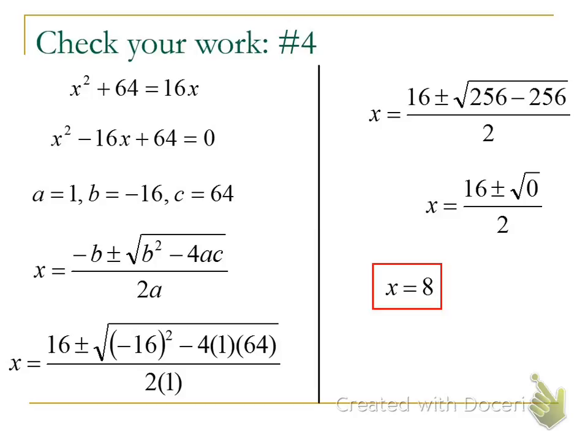So that's 16 plus or minus the square root of 0 divided by 2. The square root of 0 is 0, so we only have one answer option here because 16 plus 0 is the same as 16 minus 0. So we have 16 divided by 2, which is 8. So x equals 8.